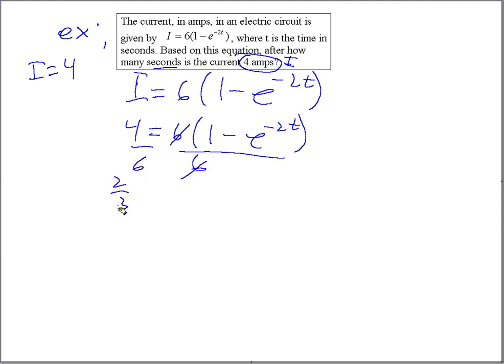4 over 6 is 2/3. I'll just use the fraction instead of the decimal, 0.66 repeating, but we're not going to use the decimal. I'll just use the fraction if you don't mind, because I can punch that in using the calculator, certainly using the fraction key. All right, 1 minus e to the negative 2t.